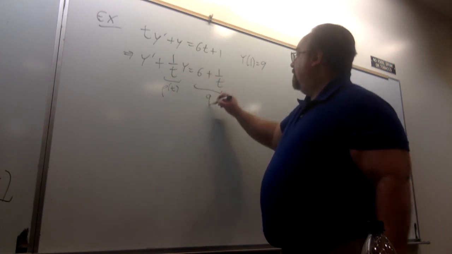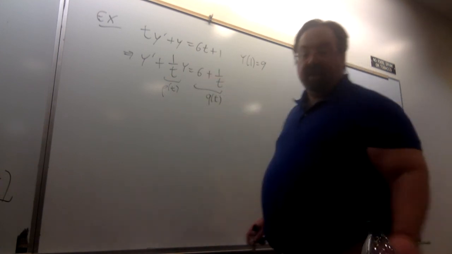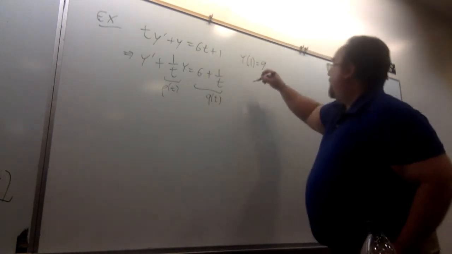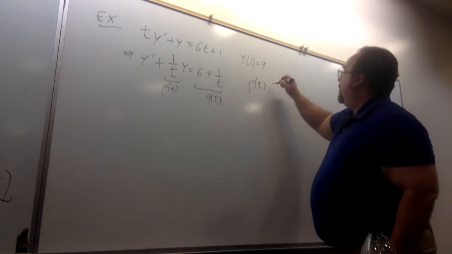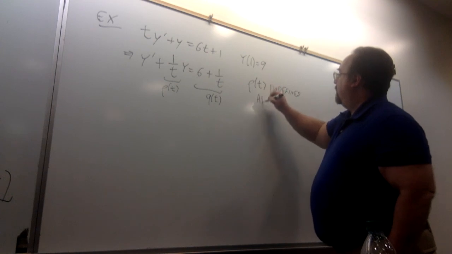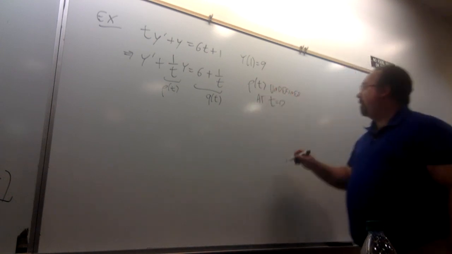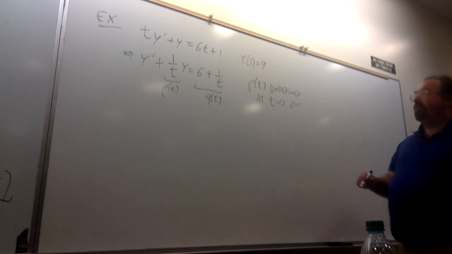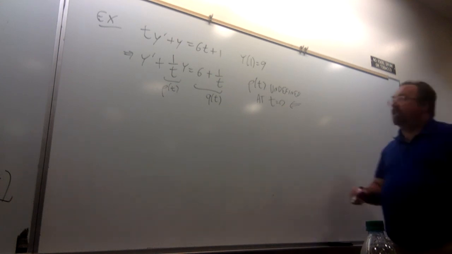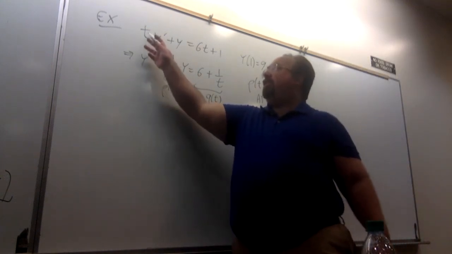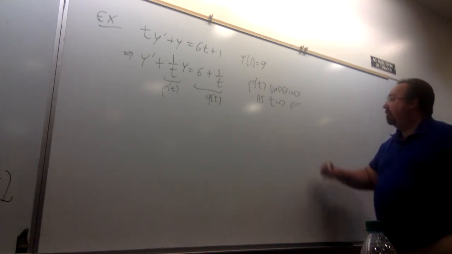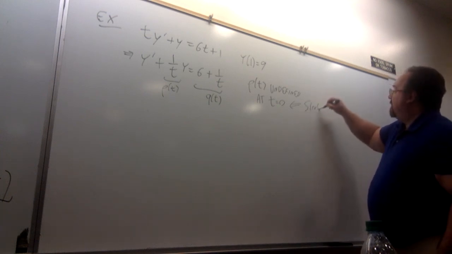And this is your q. Now, if you look at p of t, this is something else that comes up in homework: it is undefined at t equals 0. So when you have a point like that, where p of t is undefined, which is the same thing as having a coefficient that's equal to 0 so that you'd be dividing by 0, that is called a singular point.